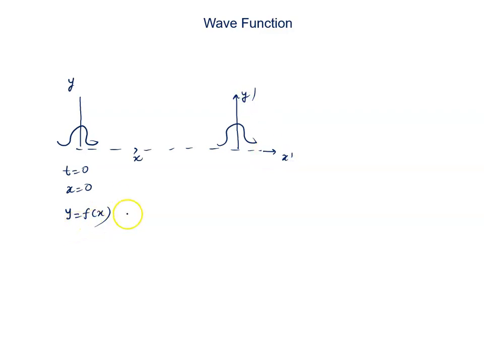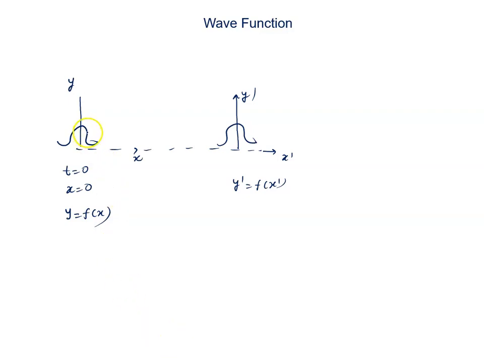y equal to f(x). So in this situation, the equation will be written as y dash is given by f(x dash). We are taking a new reference frame. That's why we are taking x dash and y dash. And in the new reference frame, the pattern is not changing. So the pulse equation will remain exactly the same. That is y equal to f(x). So y dash equal to f(x dash).